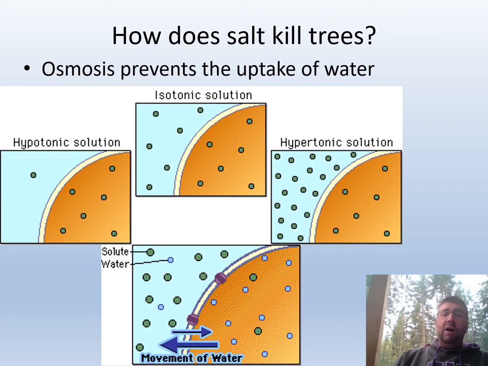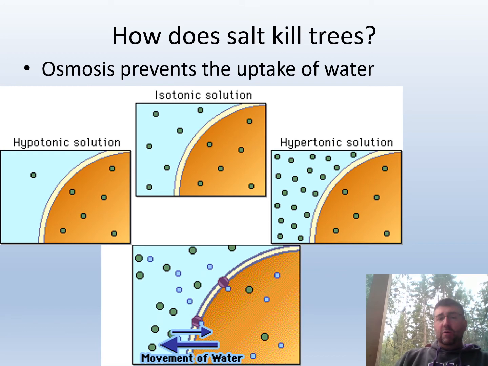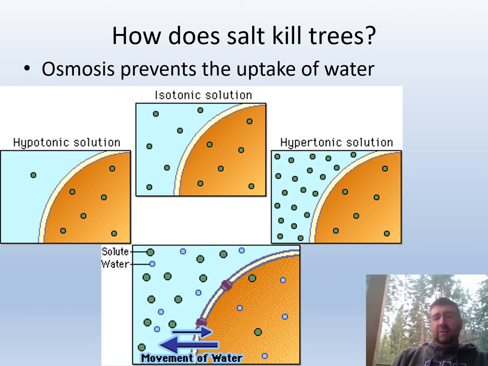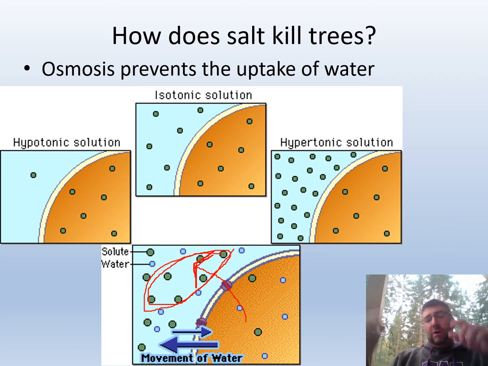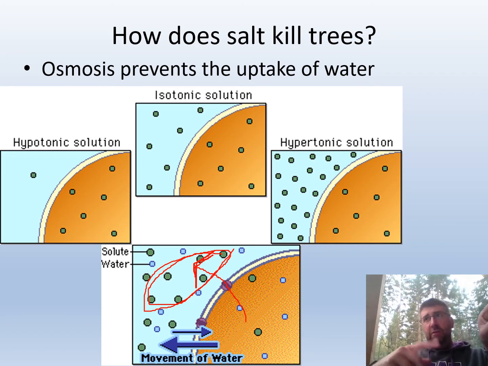This has to do with osmosis. Basically, what's going on is that as you put more and more salt on the outside of the plant, osmosis will result in water moving out of the plant cells to try to equalize that concentration. And so as water moves out of the cells, it's not able to work its way up to the leaves because it's leaving the tree as opposed to entering the tree.